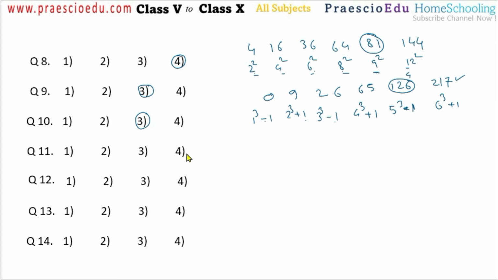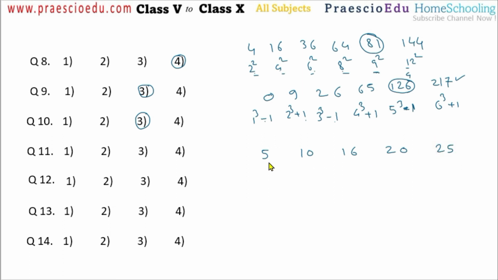Question number 11. Some expressions are given: 2 multiplied by 2, after the bracket there is plus 1, means 2 multiplied by 2 is 4, plus 1 is 5. In the second term 3 multiplied by 2 is 6, and plus 4 means 10, and then 5 multiplied by 3 is 15, plus 1 means 16. After this, 7 multiplied by 2 is 14, plus 6 means 20, and then 6 multiplied by 4 is 24, and after the bracket plus 1 means 25.